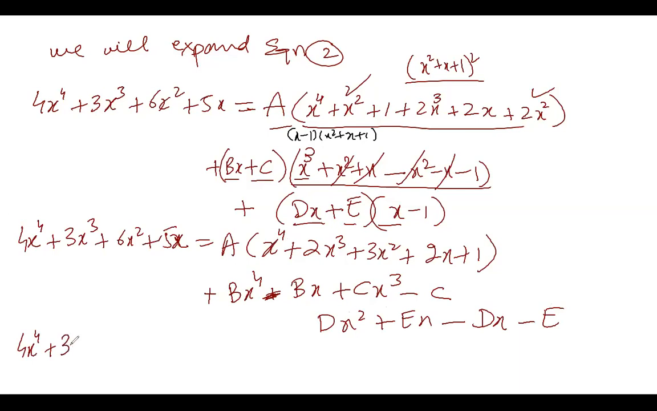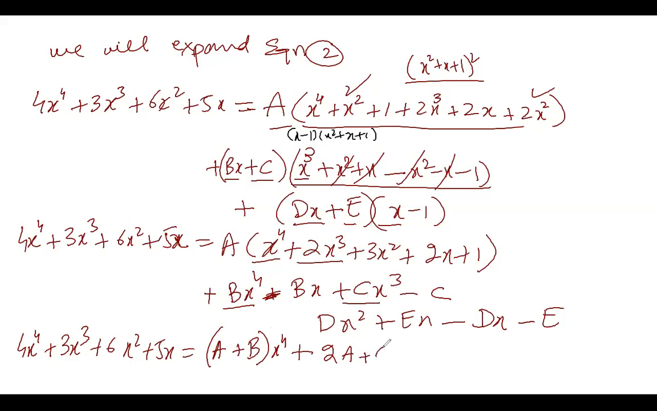4x⁴ plus 3x³ plus 6x² plus 5x. x⁴: this is a, and this is x⁴ plus b and x⁴. Then x³, this will become plus 2a, this one, plus c into x³. Then x², 3a and d, plus d plus, sorry, this was x².